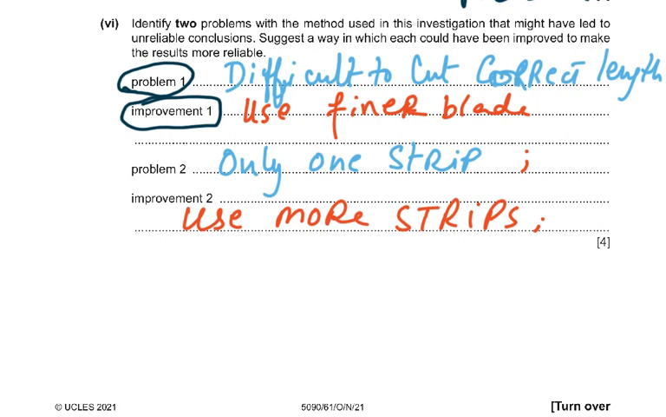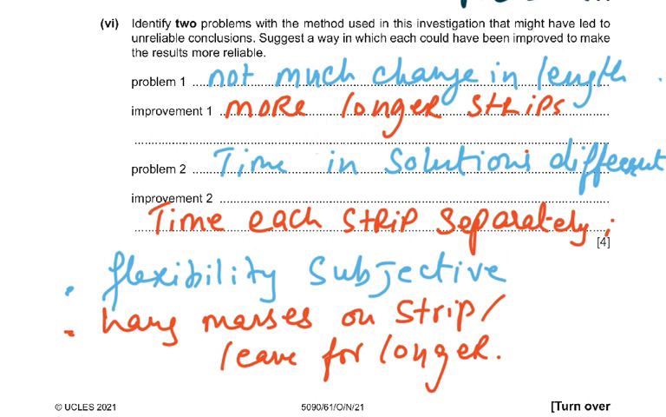So difficulty to cut the correct length, and then use a finer blade, or you use a cork borer, a corer. You can also use an apple corer, which is used to remove the inside of the apple. I'll just show you a diagram of that. Then only one strip was used, so use more strips. Then another way we could have said is that there was not much change in length. So if we leave them for longer, or if we take longer strips, then we could probably get a better change in length that can be figured out.